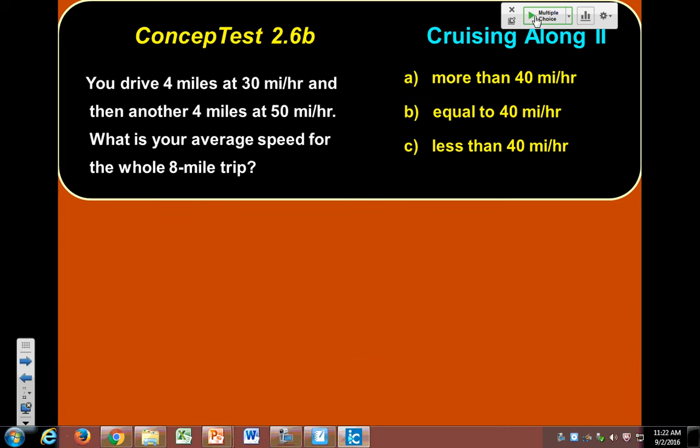You drive 4 miles at 30 miles per hour, and then another 4 miles at 50 miles per hour. What is your average speed for the whole 8-mile trip? You can calculate it, but try thinking about it too. Think about how long I'm traveling at each speed and how that affects my overall average velocity.